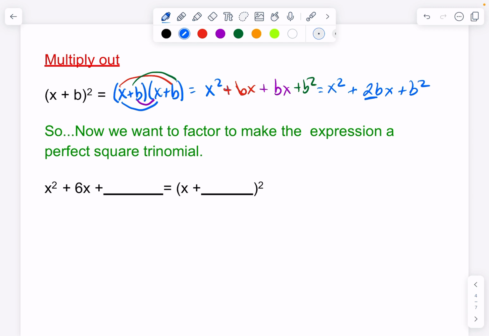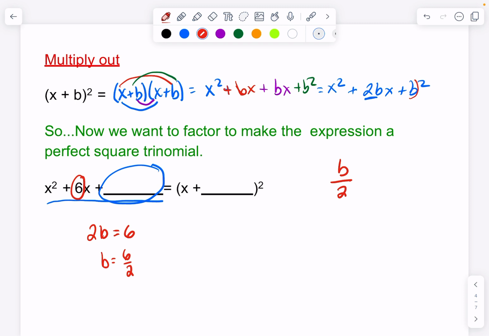I need to figure out, we now want to go backwards, I guess. I'm going to give you an expression like we have down here. And I need to figure out what I need to add in here to get a perfect square trinomial. So this middle term, this 6, I have 2b is equal to 6. So I take my b term and I divide it by 2. Okay, that gets me this piece here.